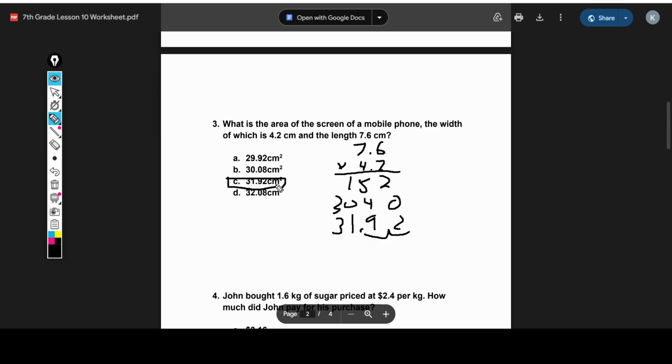And your units should be centimeters squared. This is because we're multiplying centimeters by centimeters. Anything times itself is the same as something squared, so this is centimeters squared. So units of area will be in a unit of length squared. It could be inches squared, it could be meters squared, it could be any unit of length squared.